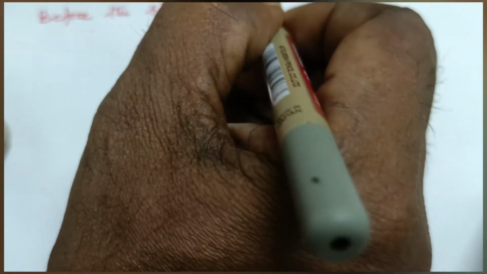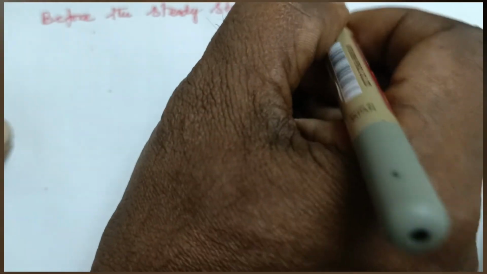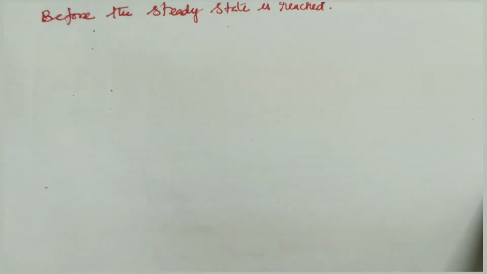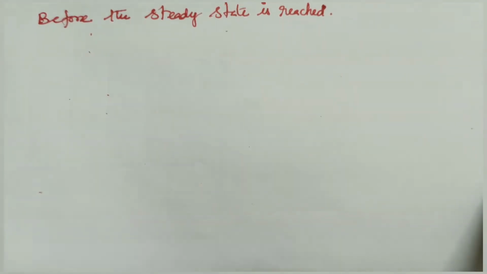Now before steady state is reached. இப்போ before steady state reached temperature எப்படி இருக்கும் அப்படின்னு பார்த்தீங்கன்னா, before steady state is reached the amount of heat gained Q is used in 2 ways.